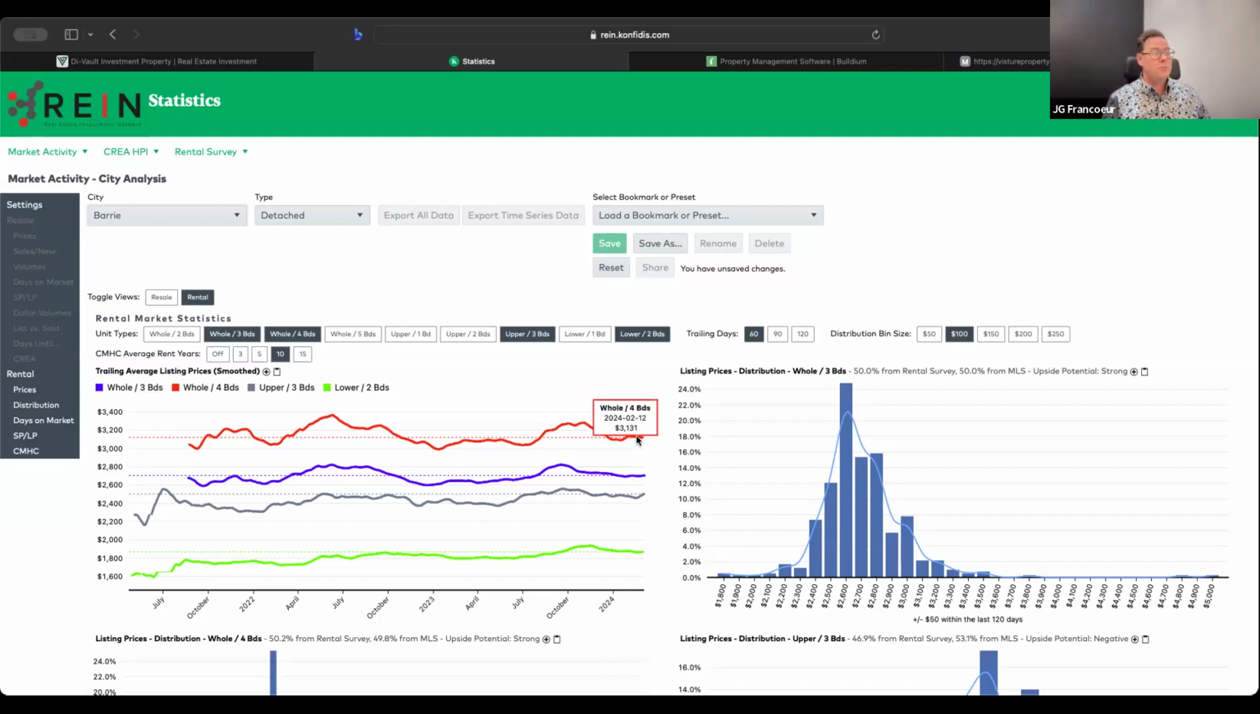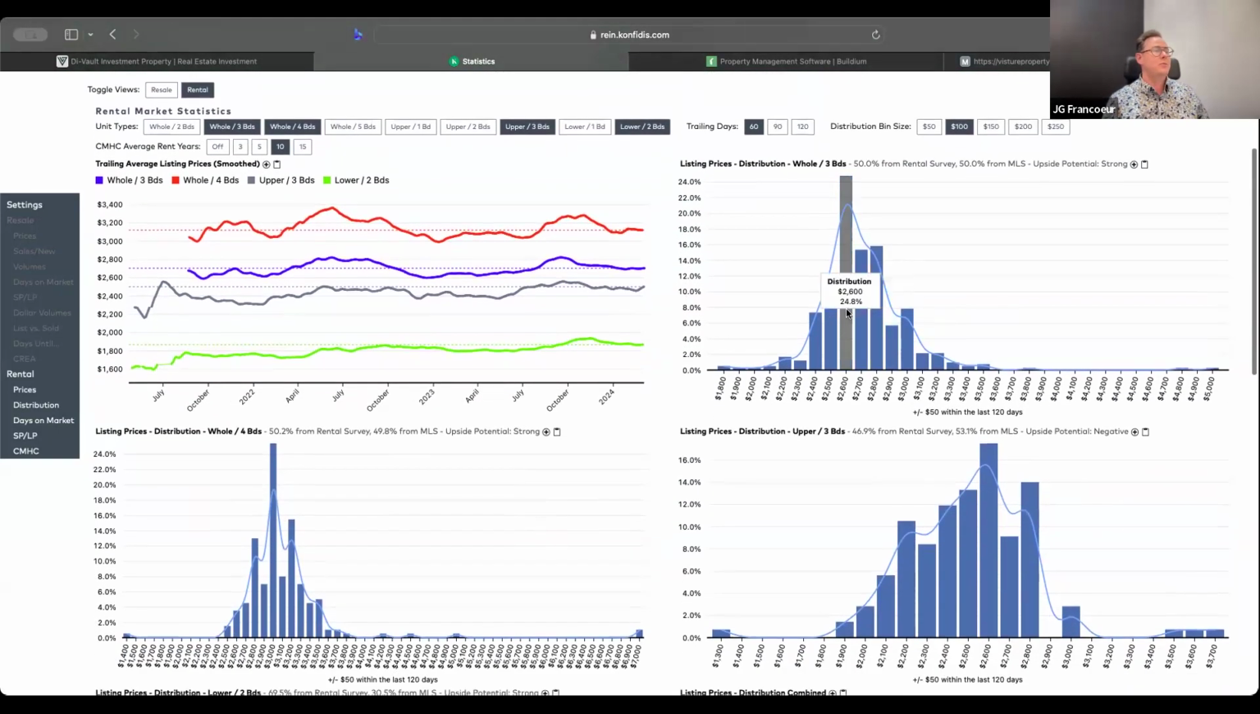4-bedroom homes are actually on a downtrend. They went from a high of just under 3,300, and they are now down to 3,122 in Barrie. Check out 3-bedroom homes. Again, they went from a high of 2,800 this summer down to 2,704. 3-bedroom uppers are relatively flat, and lower 2 bedrooms are on a downtrend but relatively flat. And look at the distribution here.